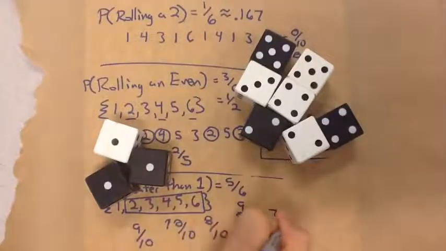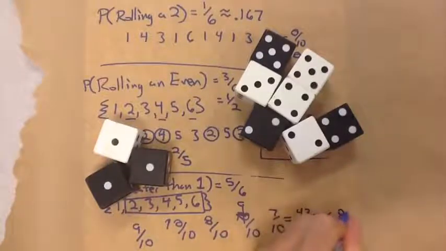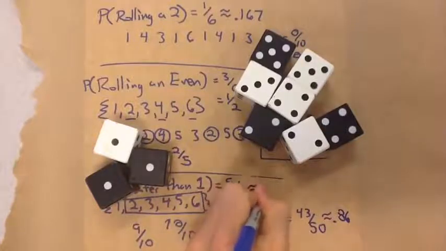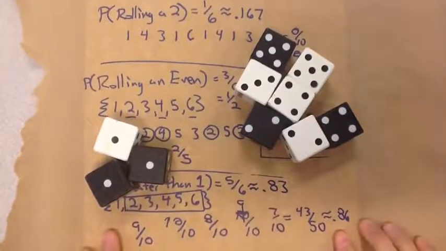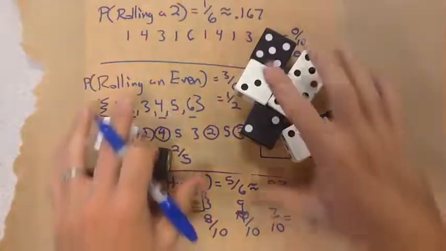So I got 43 out of 50 in my experiment. Let's see how close that turns out to be. 43 out of 50 is 0.86, and 5/6 is about 0.83. So they actually got closer and closer. When if I just went off 10, then I had 0.90 versus 0.83, but it got closer as I went.